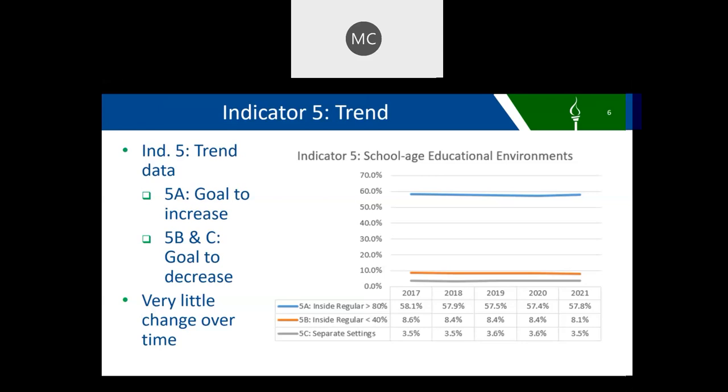The orange line shows that 8 to 9% of students with disabilities are inside the regular class less than 40% of the day. These students are spending most of their day in a special education classroom. The gray line shows that about 3.5% of students are placed in separate settings outside of a regular school district. While the goal is to increase the number and percent of students in the regular class, we've seen very little change in these categories over the past several years.